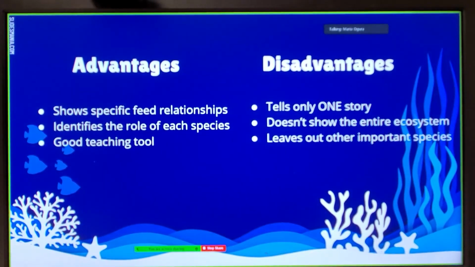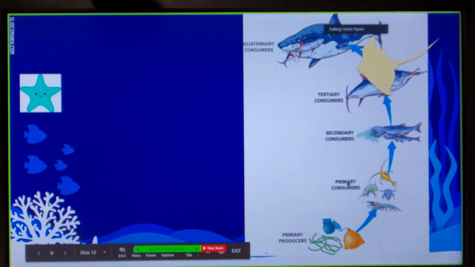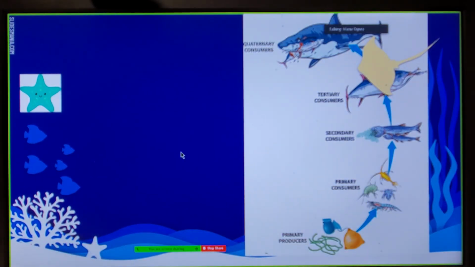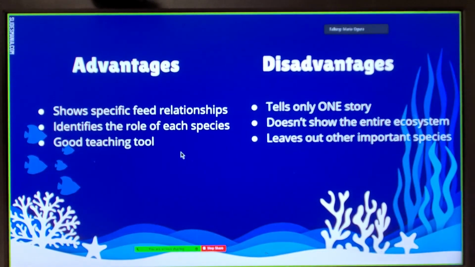Okay, so some advantages and disadvantages of looking at food webs on our planet like this: they show the specific feeding relationships. They help us identify who's who. We can look at this and say, oh, these are the primary guys, these are the secondary guys. It's a good way to see it visually.